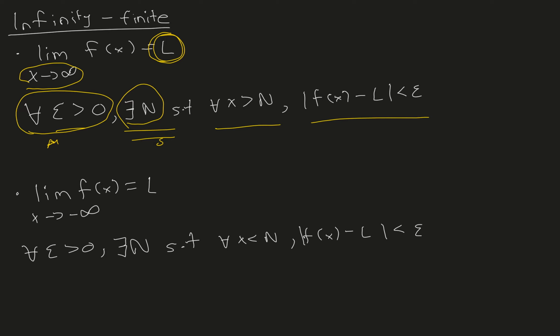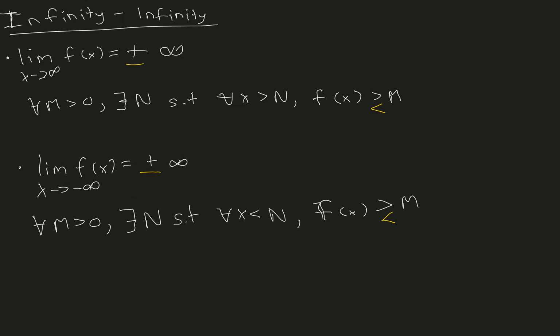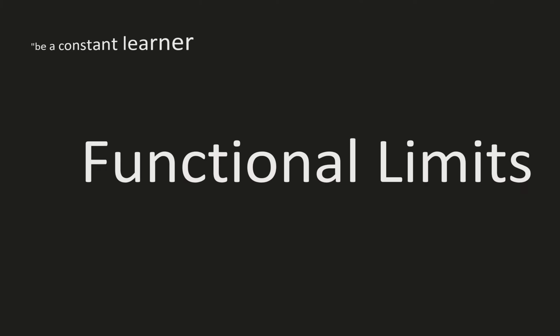And the case for negative infinity is exactly the same, except that over here we have for all x less than N. So let's take a look at the infinite-infinite case before we end the video. The infinite-infinite case says that the limit of f(x) as x approaches plus infinity or negative infinity, and so in the infinite case we have four subcases, where x approaches infinity and x approaches negative infinity, and f(x) approaches plus infinity or negative infinity.